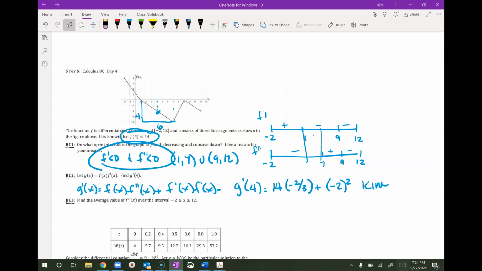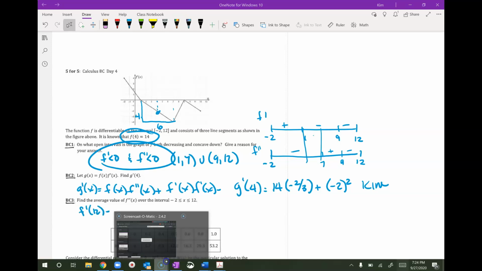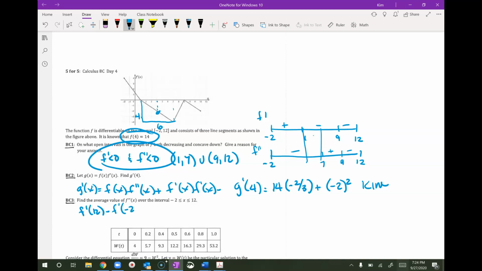So remember when we talked about the average value, let's talk about the average velocity. Average velocity was change of position over change in time. So the average value of f double prime is going to be f prime of 12 minus f prime of negative 2, all over 12 minus a negative 2. Okay, so we're going to go to the graph here.